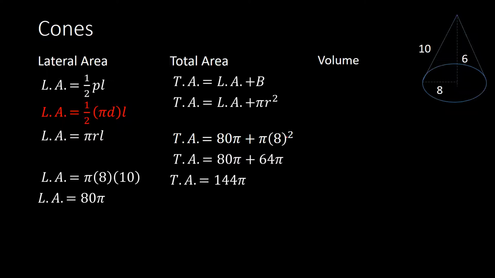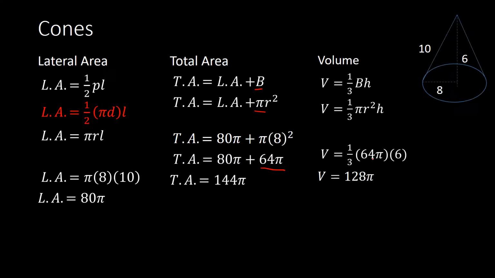And then volume is the same as with a pyramid, where you have 1/3 the area of the base times the height. Well, the area of the base we already found right here, we found that to be 64 pi. So we have 1/3 times 64 pi, multiply that by 6, which is the height, and that's going to give you your volume of 2 times 64, which is 128 pi.